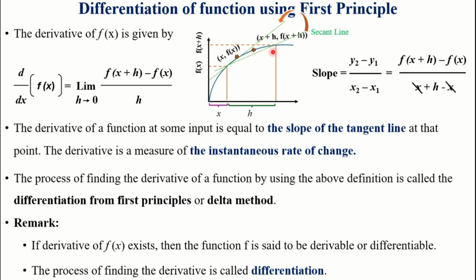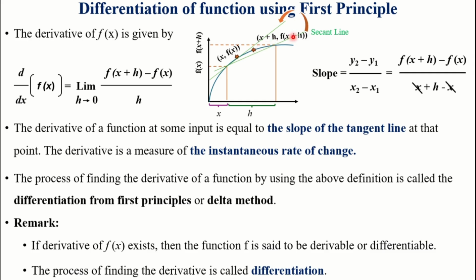we plot another point on this curve at a distance of h. Then what is the x coordinate? The x coordinate is x plus h, and when we put the value of x plus h in the function, we will get the y coordinate, that is f of x plus h. These are the two coordinates on this curve, and we draw the line passing through these points.